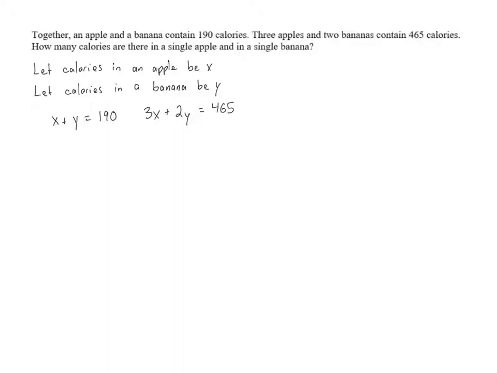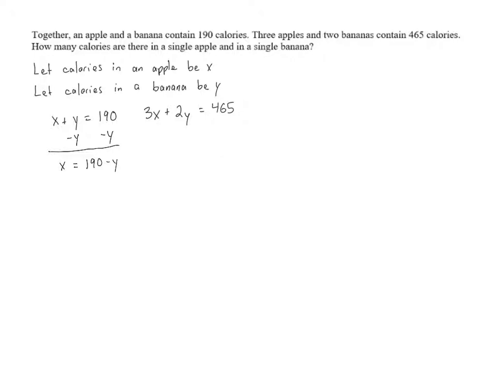We need to solve this system of equations, and we could use substitution or elimination. I have a slight preference for substitution, especially in this problem, because in the first equation, neither x nor y has a leading coefficient. We'll be able to isolate x or y without having to perform any division. It doesn't really matter which one we isolate, so let's isolate x. To get x alone, we can subtract y from both sides. And when we do that, this tells us that x is 190 minus y.